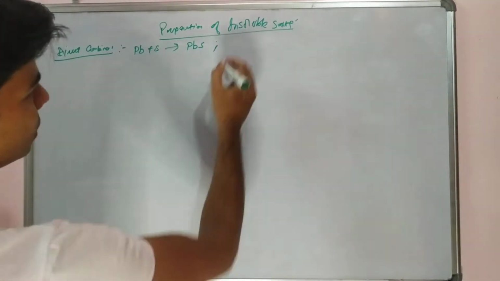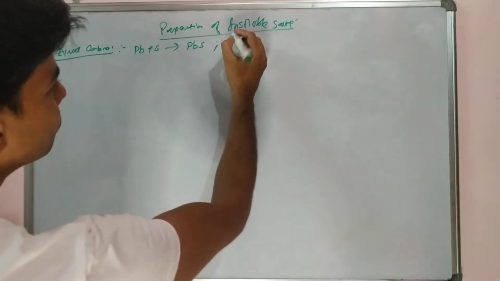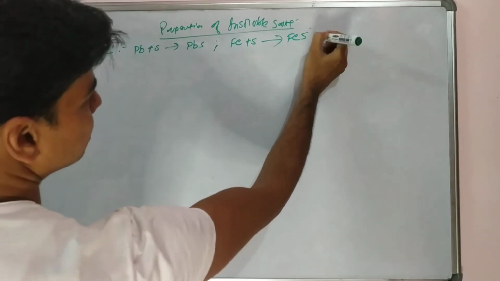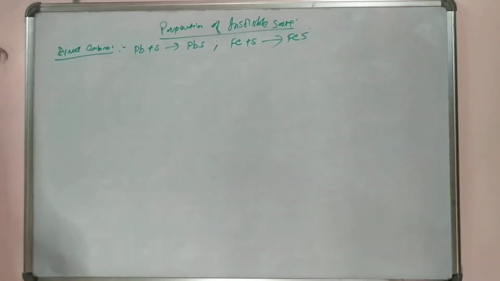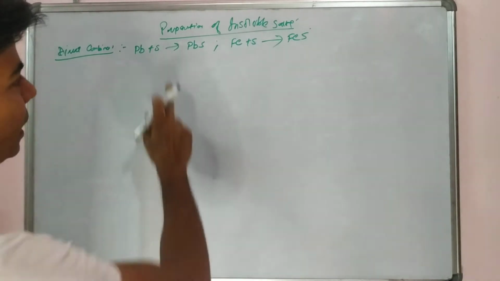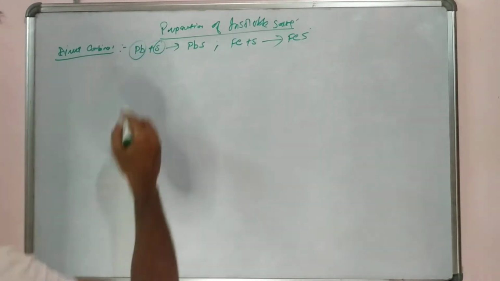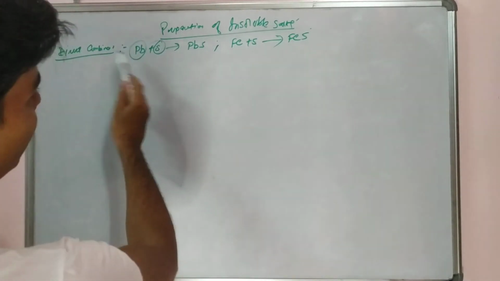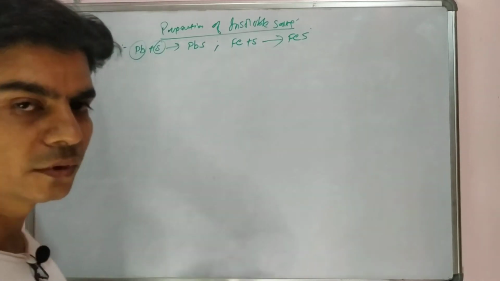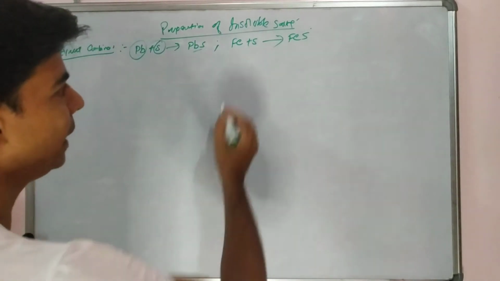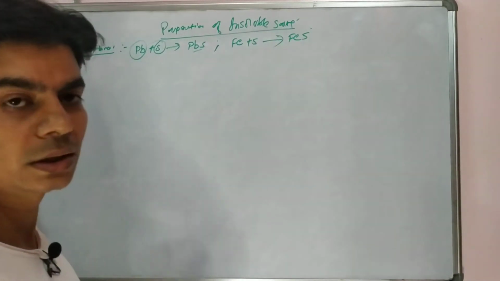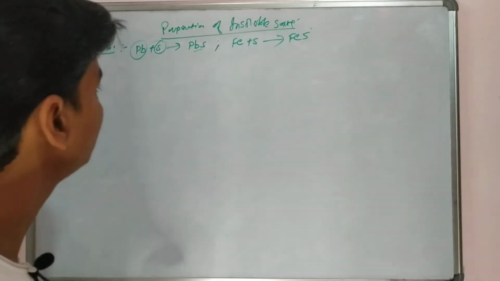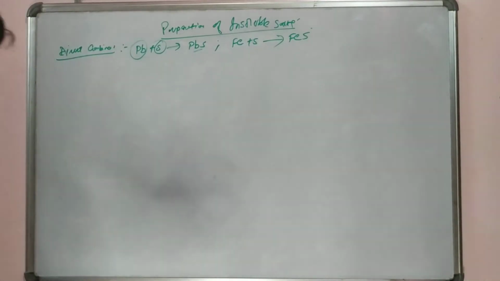Similarly, there is another salt: iron will form ferric sulfide, iron sulfide. This is also an insoluble salt. So this is by direct combination, wherein elements are directly combining to give you a compound. This compound is a salt. Example, lead is combining with sulfur to give you lead sulfide. Similarly, element iron is combining with another element, sulfur, to give you ferric sulfide. So this is preparation of salts using direct combination of elements.